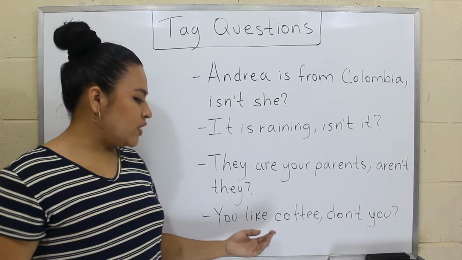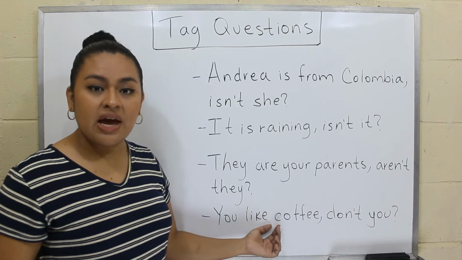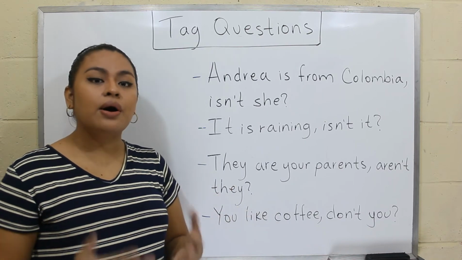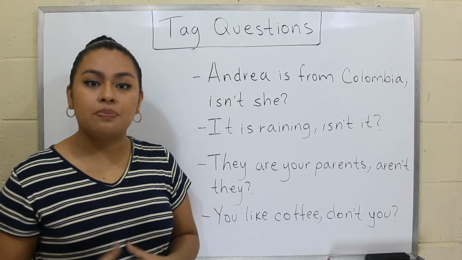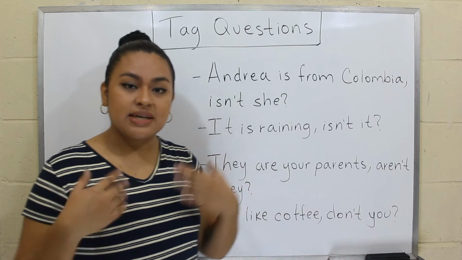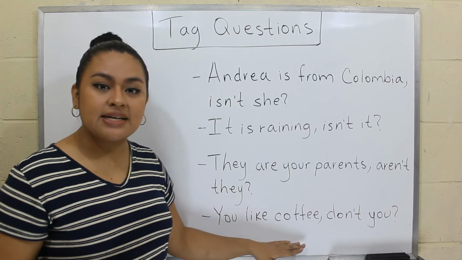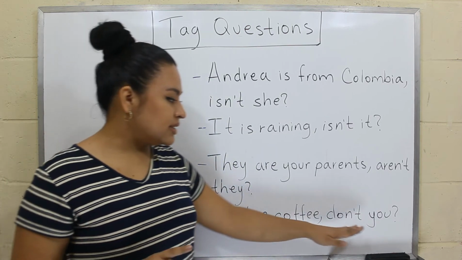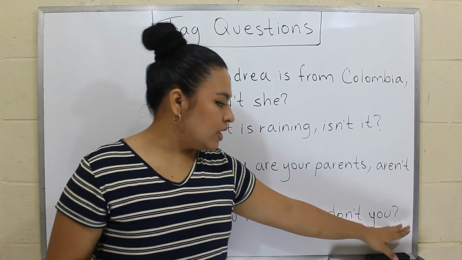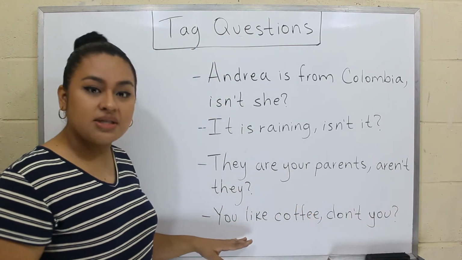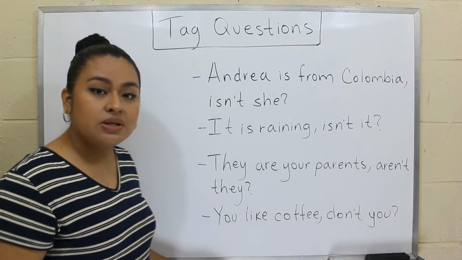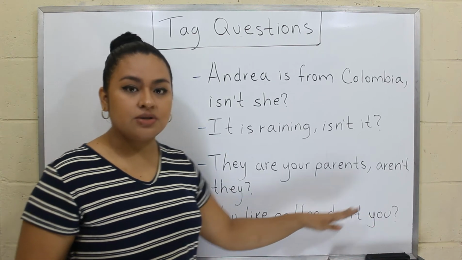Why? First, because we have a simple present verb. And with this type of verbs, we use the auxiliary do or does. And also because we're talking about a second person pronoun, you. So we get don't. Because as I said before, if the statement has the verb in the positive form, the tag will have the auxiliary in the negative form. And finally, we use the pronoun equivalent to the subject, that in this case, it's the same, you. So the result is, you like coffee, don't you?